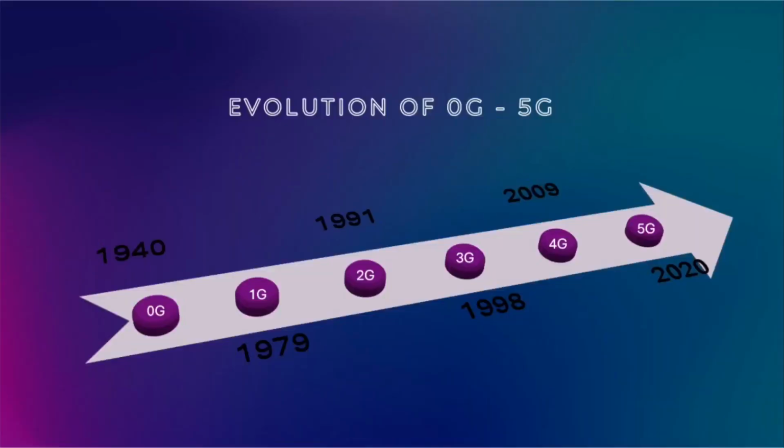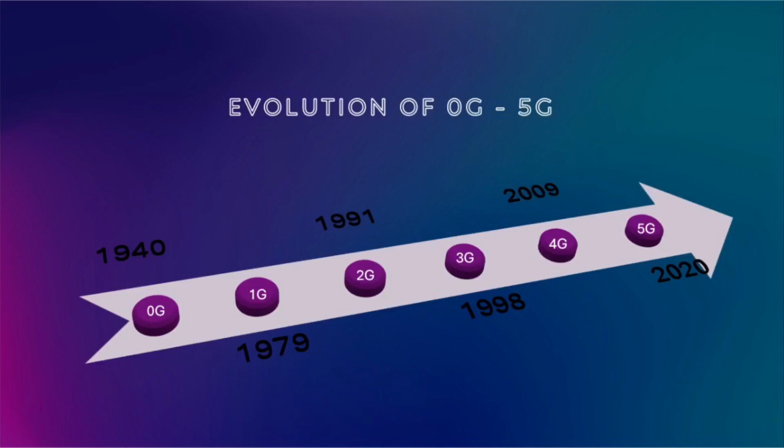In this video, I want to talk about the wireless telecommunication from 0G to 5G. Without further ado, let's get into it. In the last few decades, mobile wireless technology has developed from 0G to 1G, 2G until 5G.